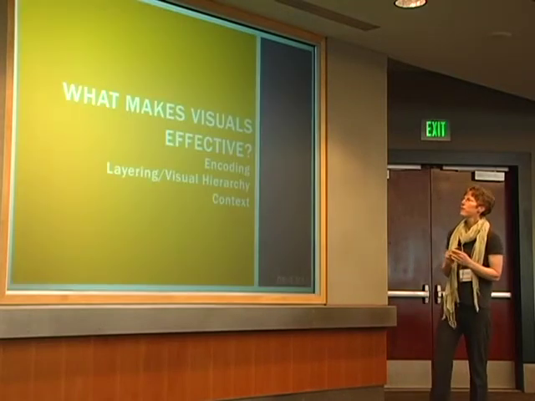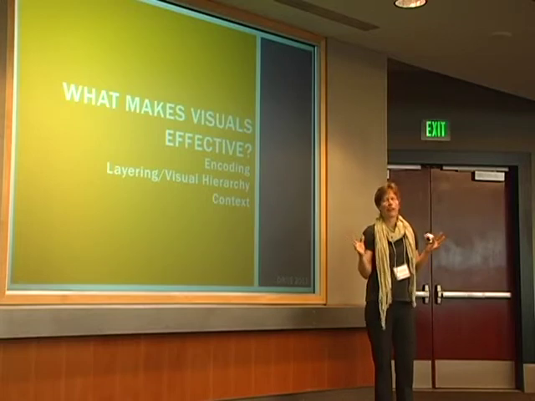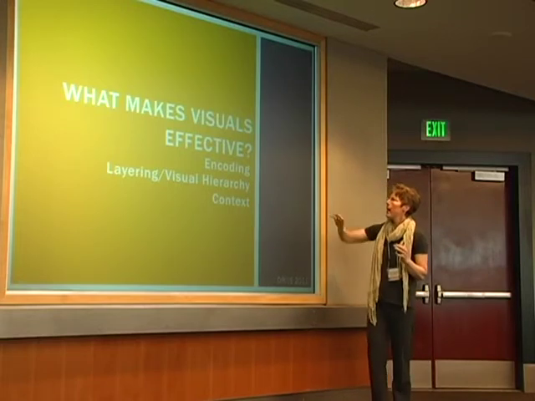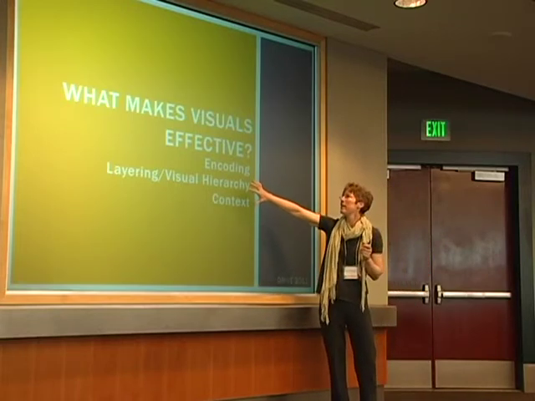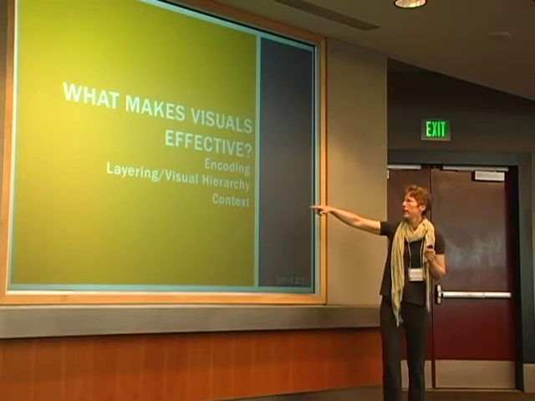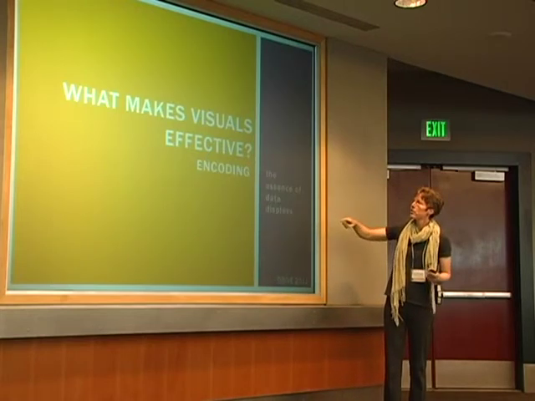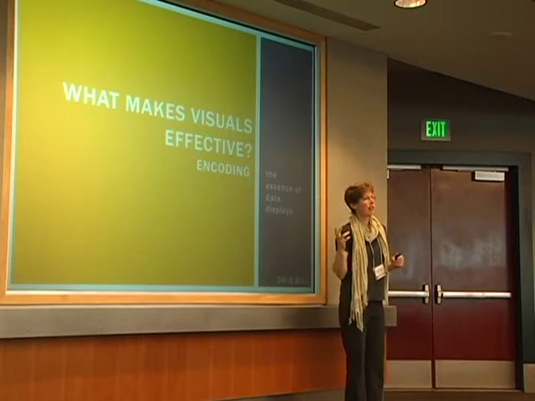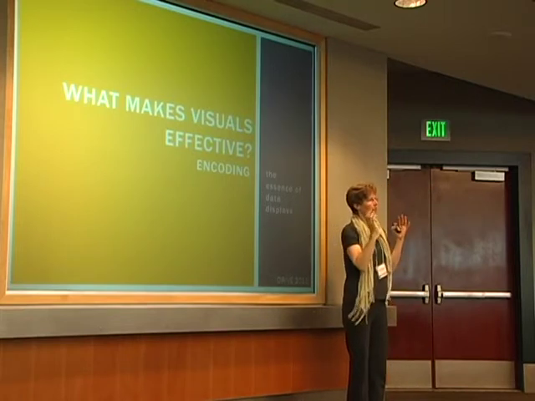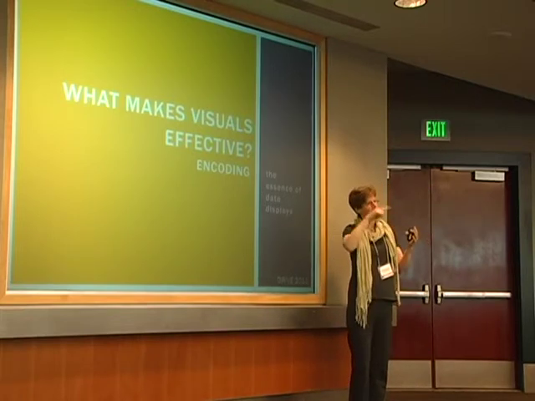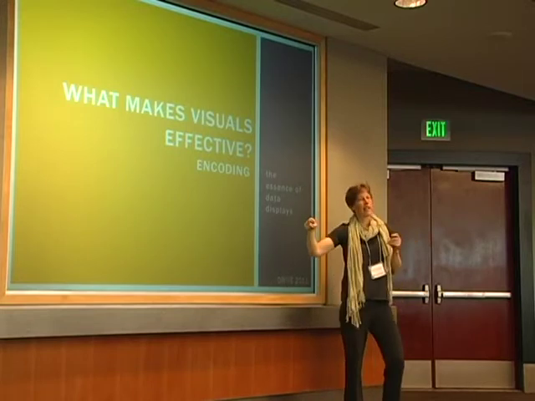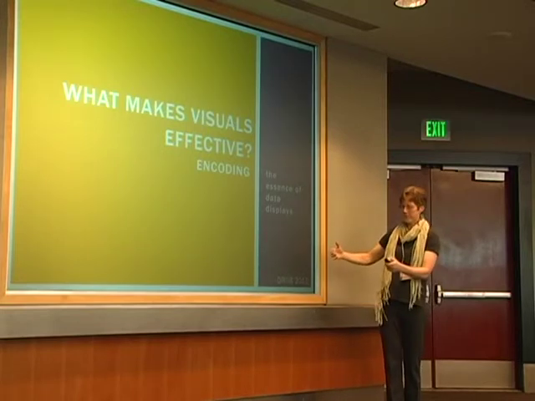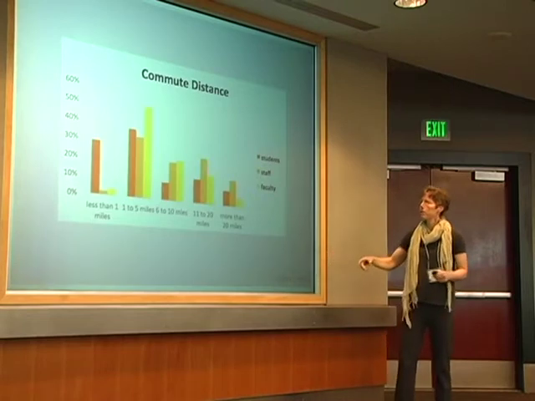So what makes visuals effective? Obviously, this is a rich area. I'm going to focus on 3 that I think are quite key: encoding, layering, visual hierarchy, and context. So the first one, encoding. The essence of a data visualization is that you take an attribute of your data and you systematically translate it into a visual attribute. I'll explain what that means a little more.